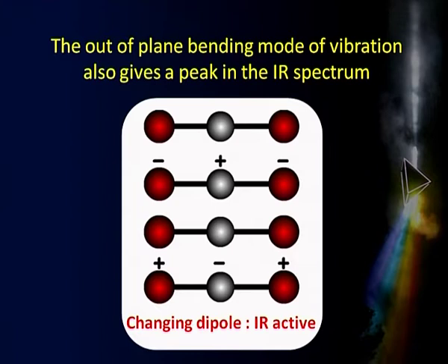Similarly, if I look at the out of plane bending, this plus means the atom is coming towards me, minus means going away from me. So, that is the kind of mode I am talking about. Here again, as in the previous case, this also is an IR active mode.